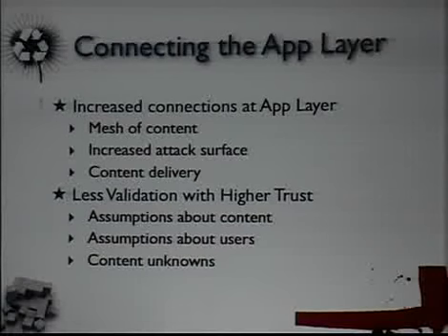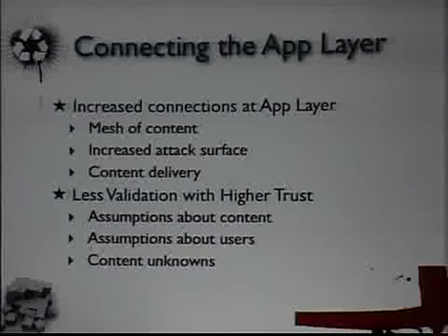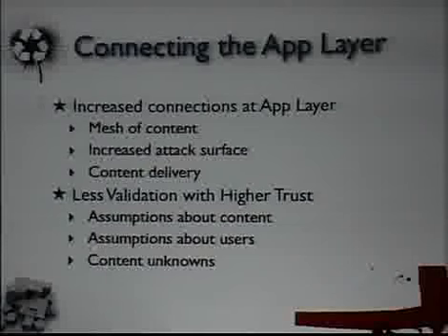There's also less validation with higher trust. When a developer decides to write something that pulls content in from an external location, it's seen as being at a higher trust level than if a user makes that decision. We all know that developers make mistakes too. There are a lot of assumptions being made about the content that gets delivered on a site, whether it's hooked in through an API or pulled in through a feed. These assumptions will actually kill you in the end if not taken seriously.